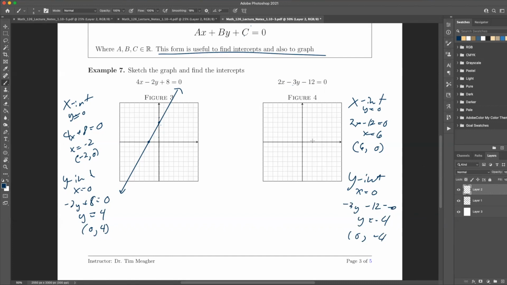So here is (6, 0). So 1, 2, 3, 4, 5, 6. And then -4: 1, 2, 3, 4. There we go. So I should have counted this way, 1, 2, 3, 4. I know there's 8 tick marks each way because I programmed it to be that way.